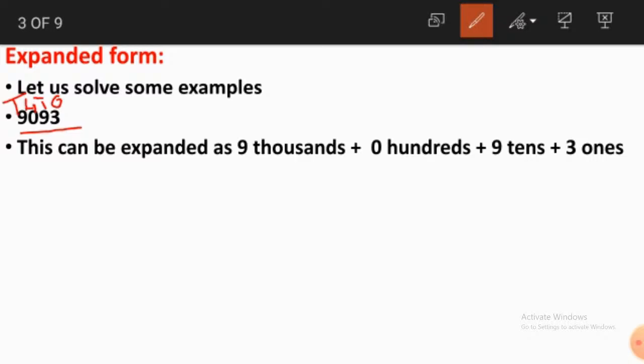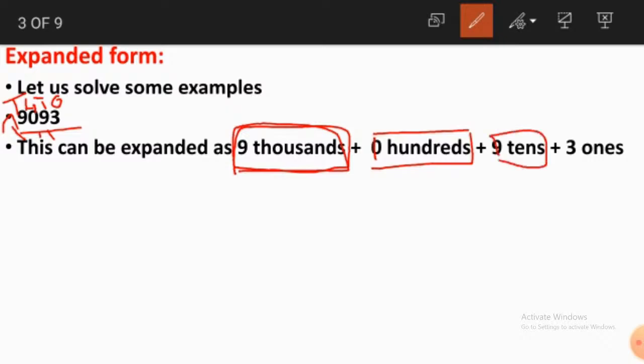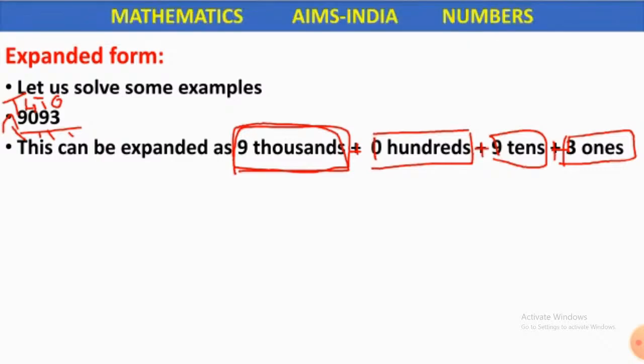This can be expanded as 9 thousands. 9 is in thousands place, so the place value will be 9000. 0 is in hundreds place, so the place value of 0 will be 0 hundreds. The 9 is in tens place, so the place value of 9 will be 9 tens, and 3 is in ones place. So what will the place value of 3 be? The place value of 3 will be 3 ones. After writing the place values, we have to just add them up.